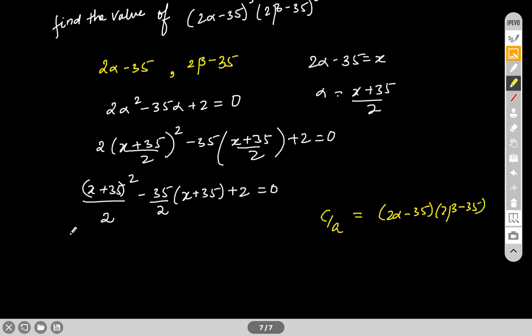a here would be the coefficient of x square, which if I'm not wrong will be half. This will be your a. And c will be nothing but the constant term. What will be c? C would be coming from this 35 square by 2, and it will come from this term also, minus 35 square by 2. The constant terms, oh, that way.